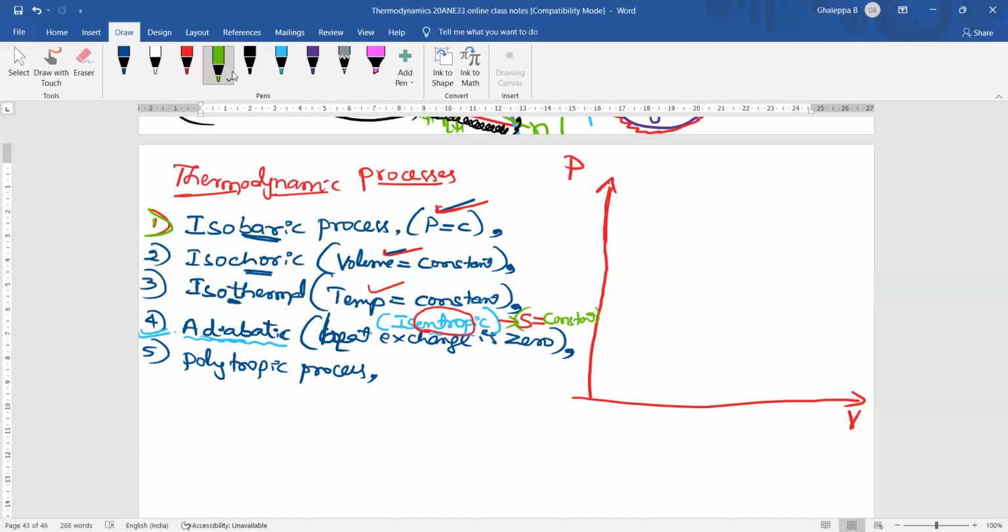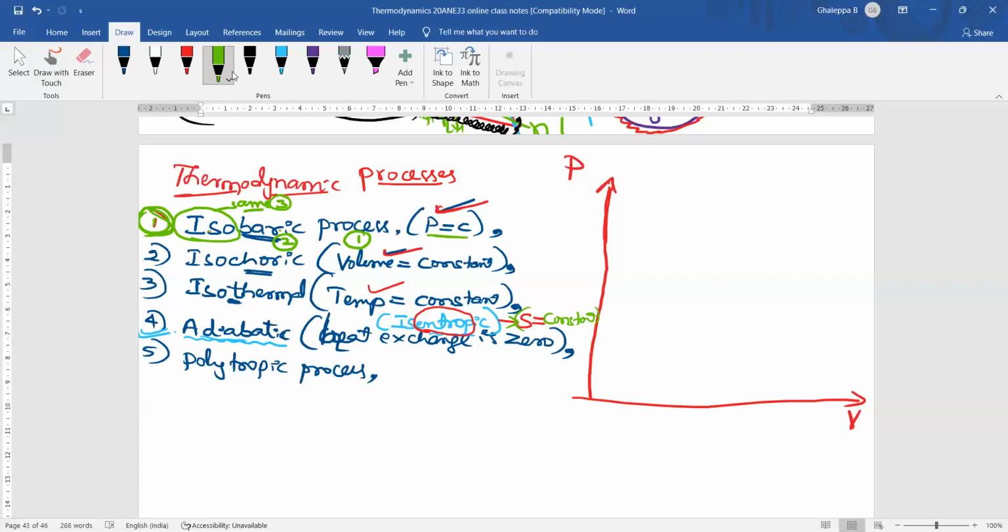So coming back to the PV diagram. First, I will represent the isobaric process in the PV diagram. Isobaric means constant pressure. Iso means same. It is a Greek word, my dear students. Iso means same or constant. So the process in which the pressure is constant or the pressure is the same is called the isobaric process.